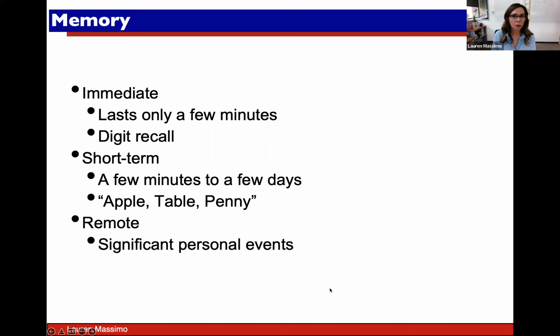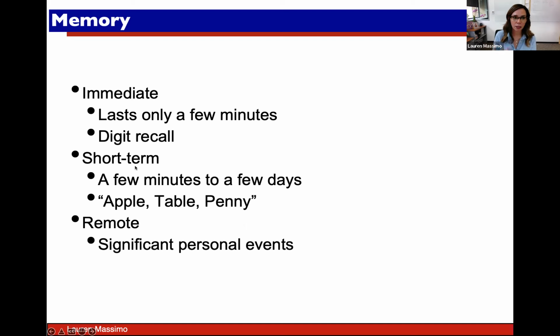So again, just a couple more thoughts about memory. I just want to go into each of the cognitive domains now and talk in a little bit more detail about the different cognitive domains. So memory, we can think of as immediate, which lasts only a few minutes. An example of assessing immediate memory would be digit recall. So giving someone a span of, say, 5 numbers, 7, 5, 4, 2, 3, and then having them repeat that back. That's an example of immediate memory.